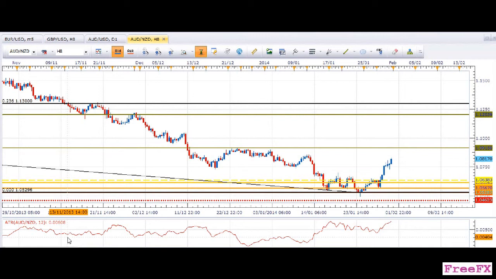So on the 8-hour chart, the ATR is 60 pips. So where do we go from here? At the moment it's 1.0817 current price. So if we moved it 60 pips up in the next working day on Monday, that would take us to 1.0877, which would be at this level.